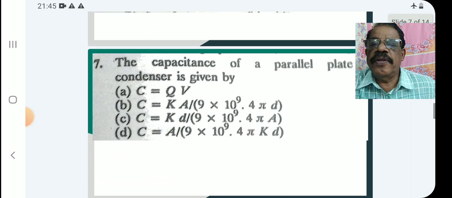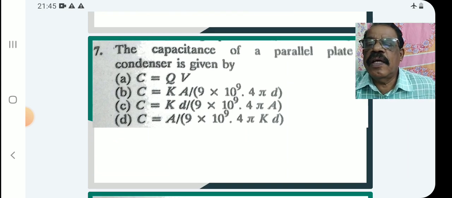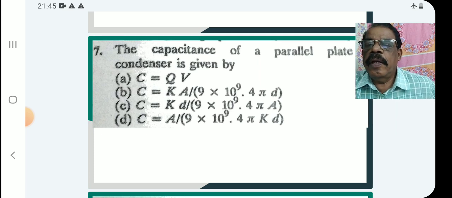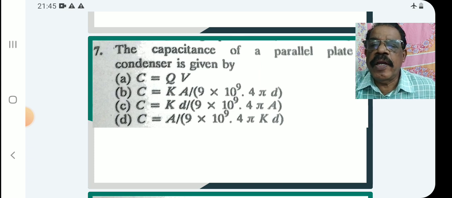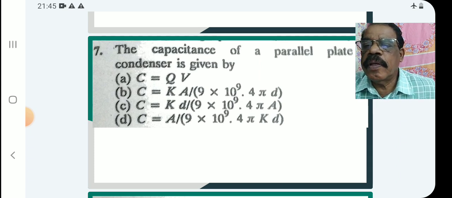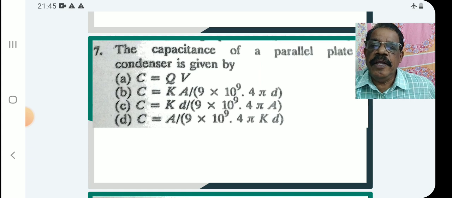Number 7. The capacitance of a parallel plate capacitor is given by A, Q is equal to CV, B, C is equal to QA by 9 into 10 raised to 9 4 pi D, C, C is equal to KD by 9 into 10 raised to 9 4 pi A, D, C is equal to A by 9 into 10 raised to 9 4 pi KD.